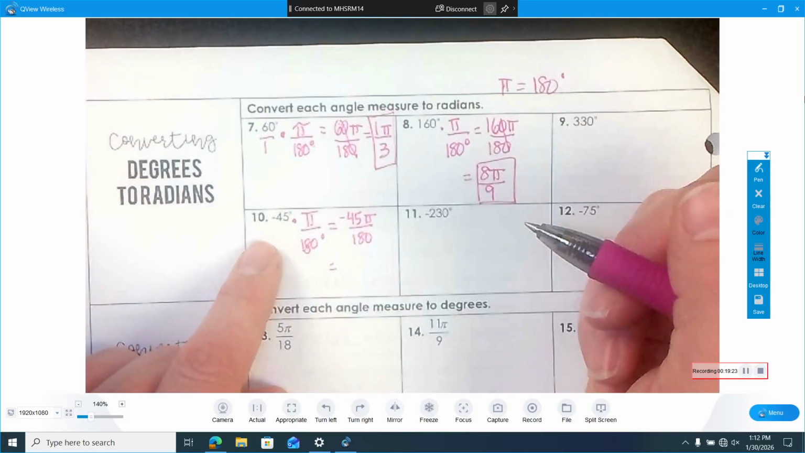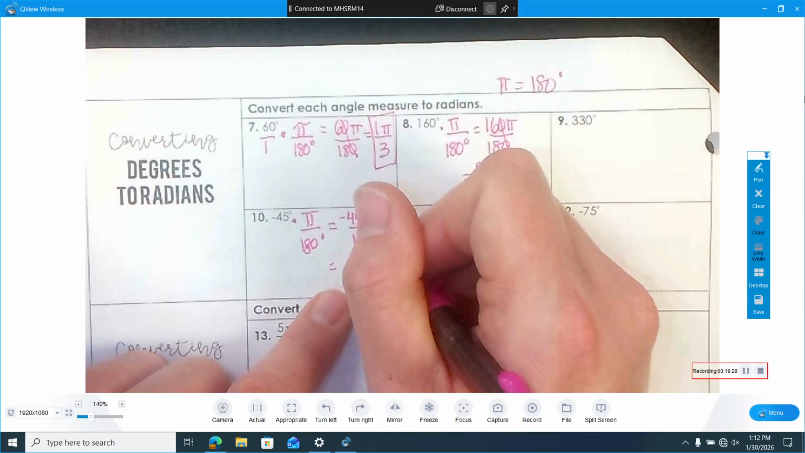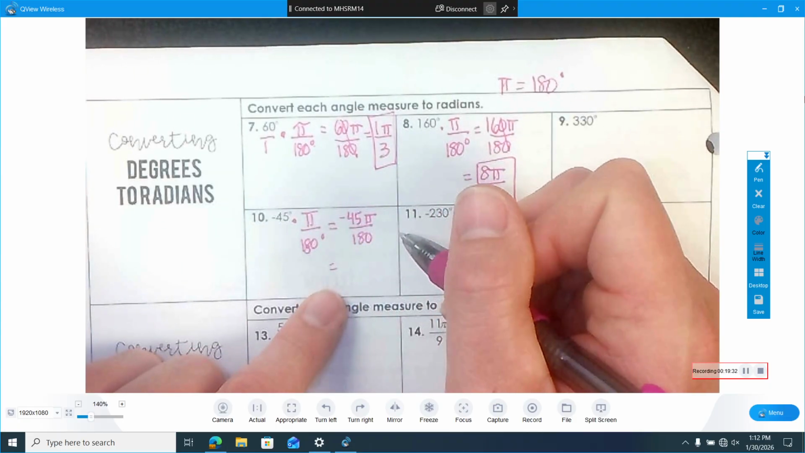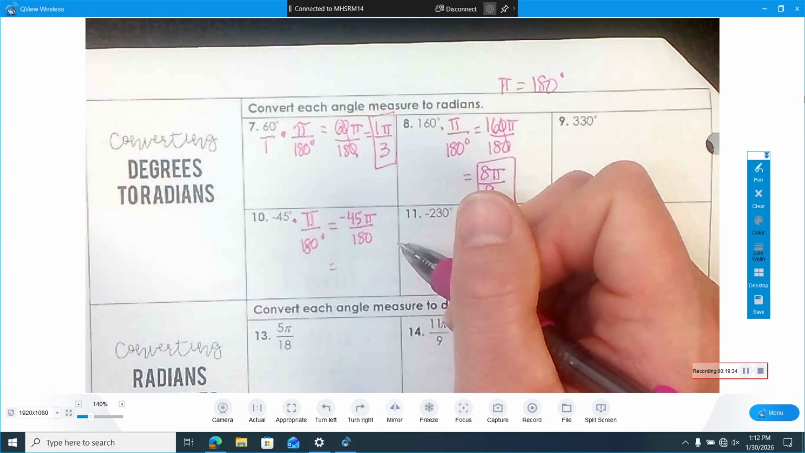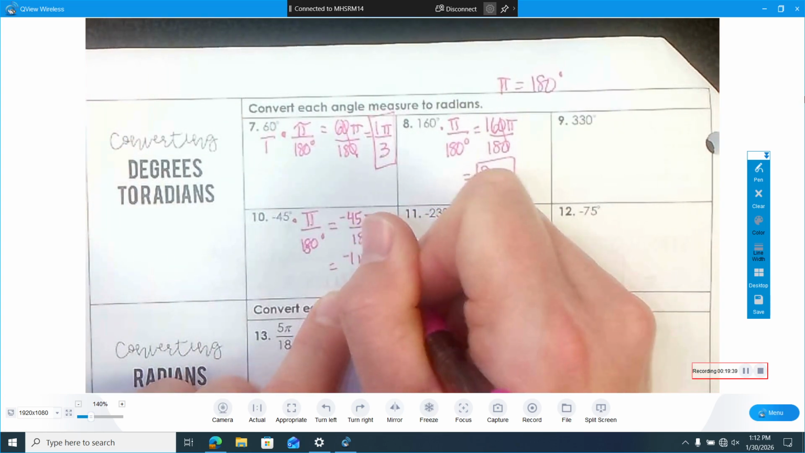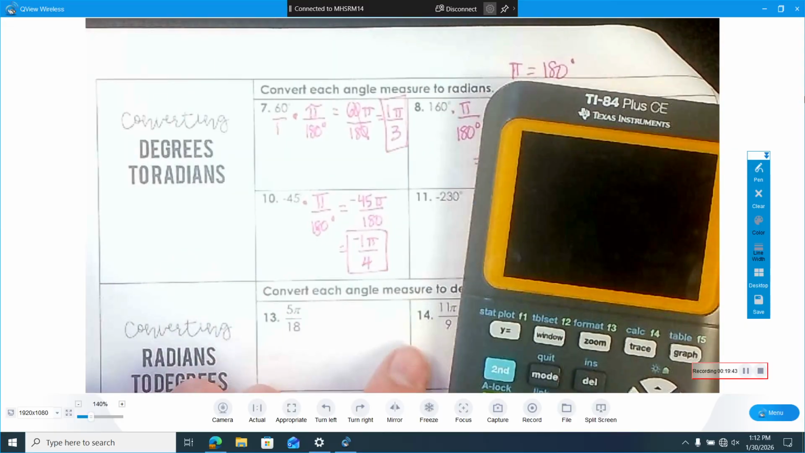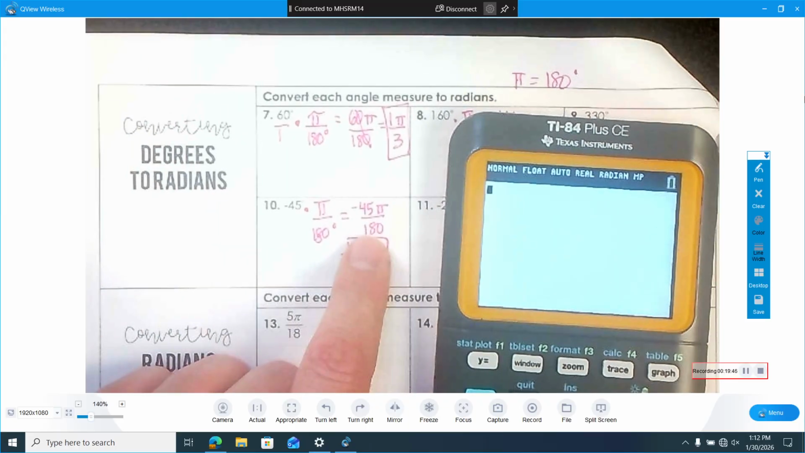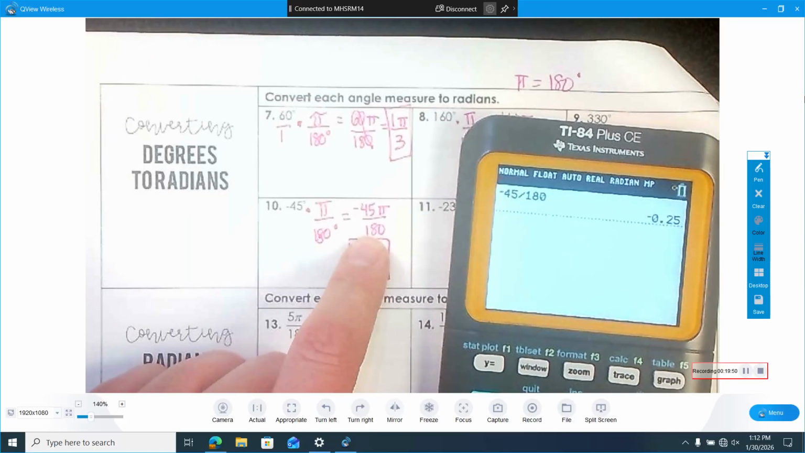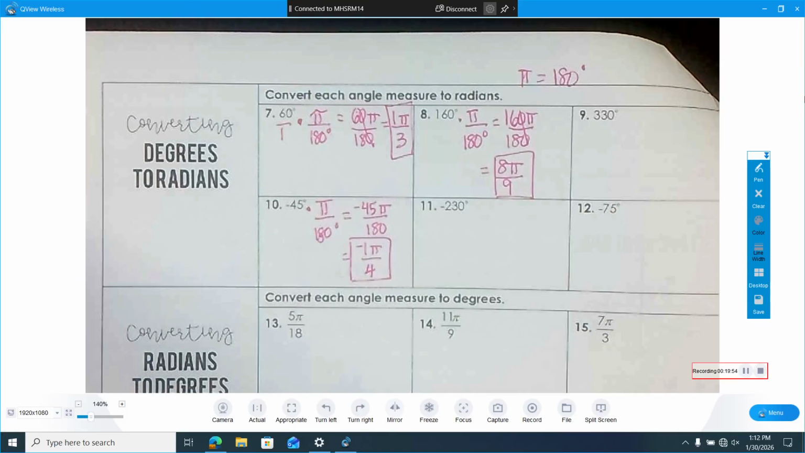How many 45s are in 180? Yeah, 4. So it goes 45, 90, 135, 180. So that's going to be negative 1 pi over 4. If you need to, you can use your calculator because you do have numbers here. Negative 45 divided by 180, you get 1/4. So you can use your calculator if you need to.